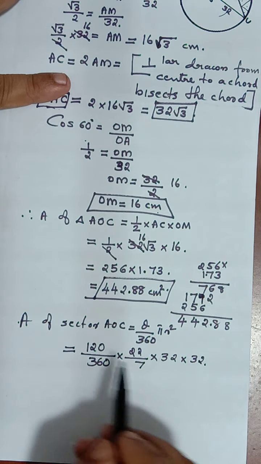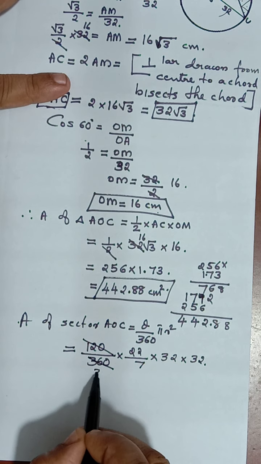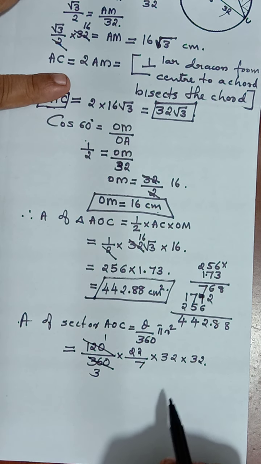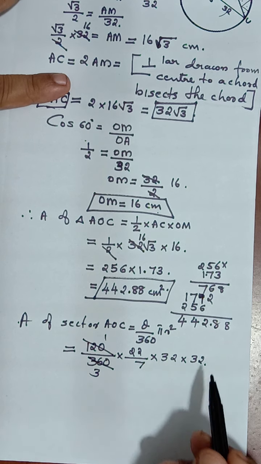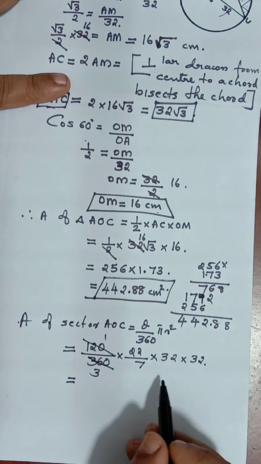So how many times 120? 3 times, 120 1 time. Here we are not in a position to cancel anything. We must multiply. What is it that we are getting? We have to multiply each value.